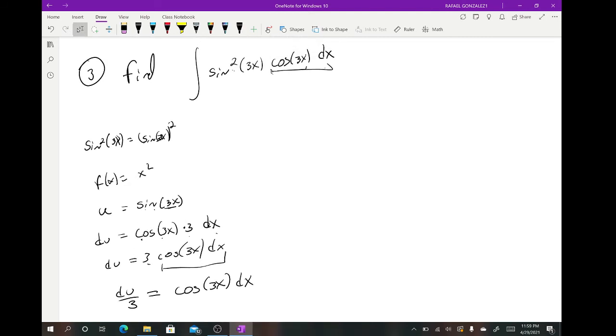And now our substitution is basically perfect, because we have our value to substitute: cosine of 3x dx, which is du over 3. We have a value for sine of 3x, which is u, and we know that our outer function is x squared. So when we do the substitution, we have the integral of u squared times 1/3 du. And when you begin to get the pattern, you'll see why I'm doing this. So this is going to be 1/3. You take it on the outside. This is 1/3 the integral of u squared du.